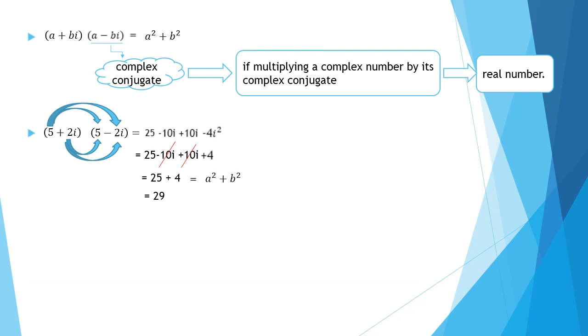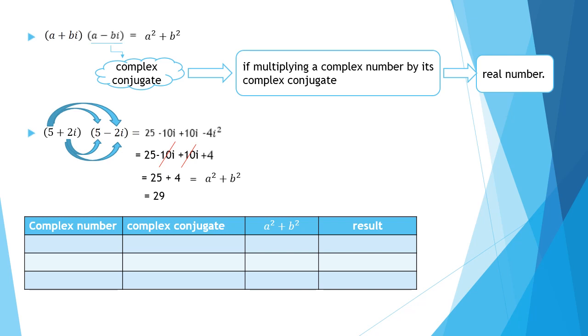Let's summarize what we said. If we have a complex number 5 plus 2i and we multiply it by its complex conjugate 5 minus 2i, we will get a squared plus b squared, which is 25 plus 4. Then it is equal to 29.